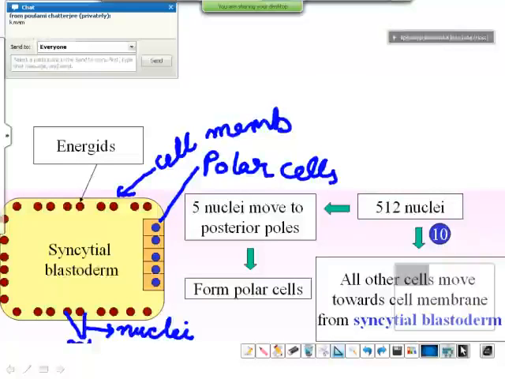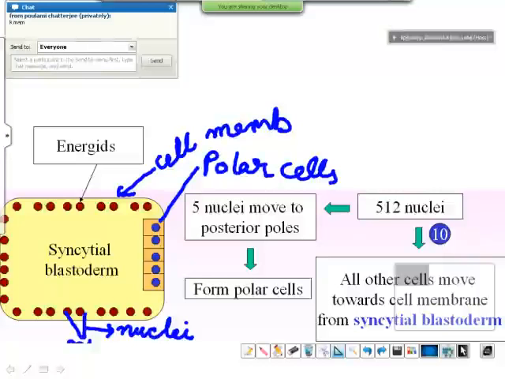So why are they called polar cells? Because polar cells are generally responsible for the production of gametes, right? Okay. So this is syncytial blastoderm. Now after this, nuclear division will take place. So this is a stage after cleavage 10 till cleavage 12. This will be the stage.